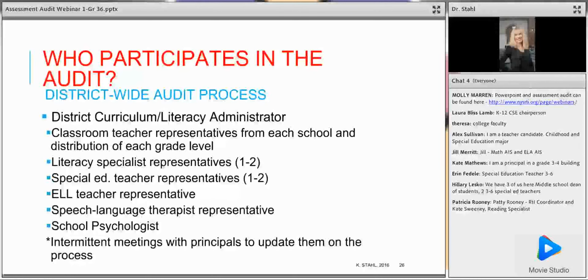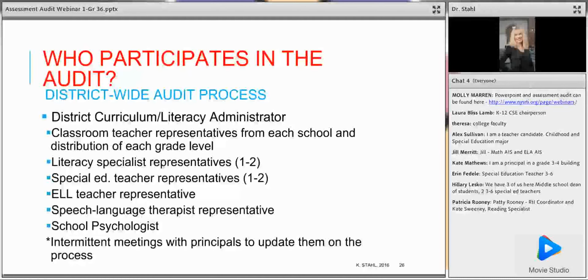You want 1 or 2 literacy specialist representatives. You want 1 or 2 special ed representatives. You want somebody from the English language learner folks. You want a speech language representative. School psychologists must be there. And then at the district level, you don't need to have every principal at every meeting, because you're going to need probably 2 or 3 of these district-wide meetings, as with the districts I worked with. And I know it's hard for principals to be out of the building that often.